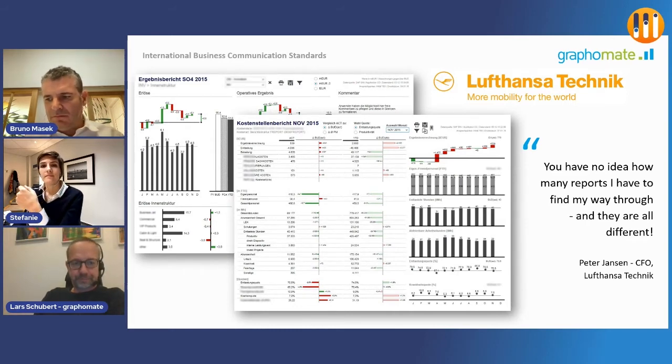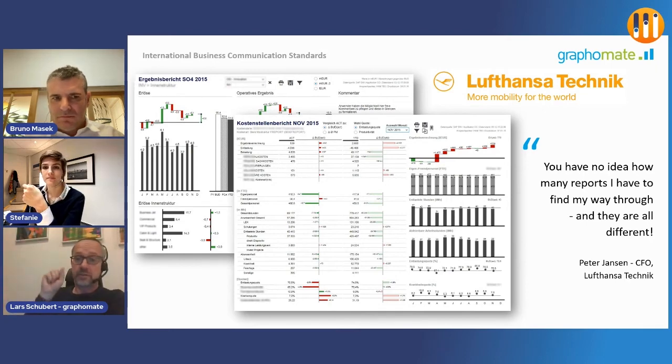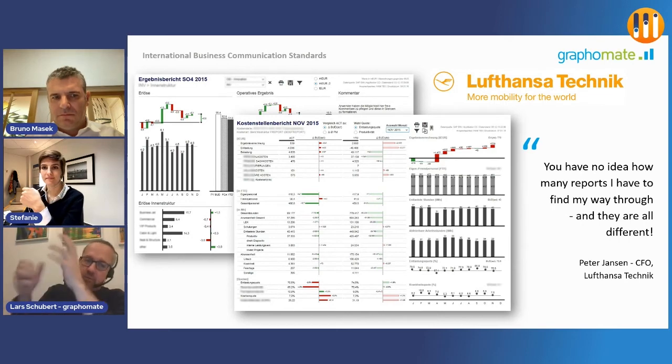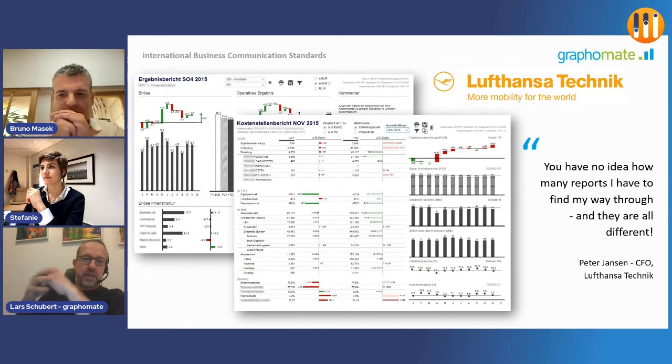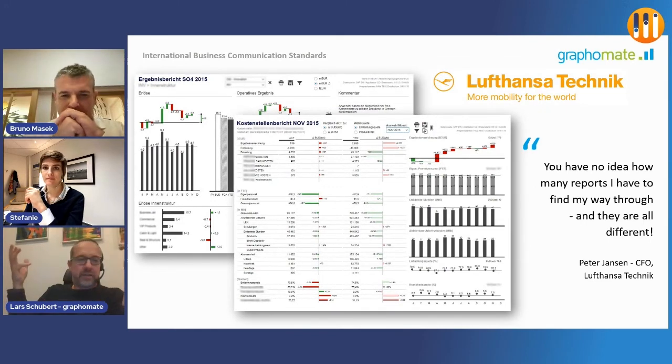interactive dashboard. Oh yeah, and the quote from this guy, he was the CFO in those days. You have no idea how many reports I have to find my way through, and they are all different. That was one of the rare times when I was able to talk to the CFO, and he said, I go to dozens of presentations every week, and every chart looks different, and that was gone.